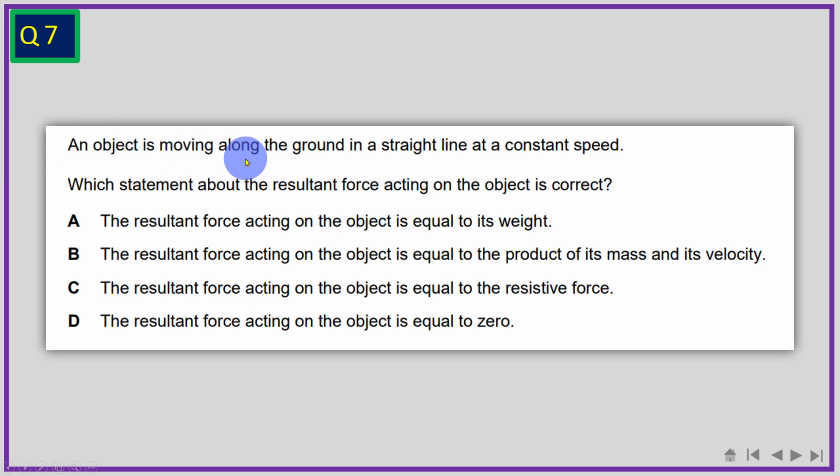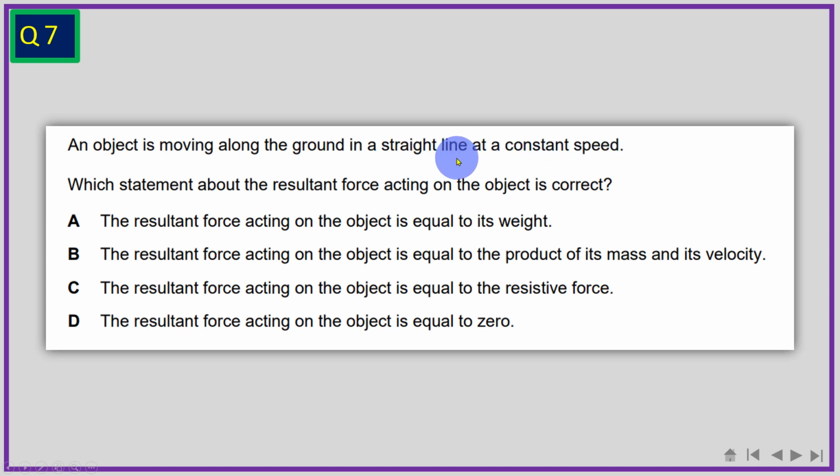An object is moving along the ground in a straight line at a constant speed. That means that the velocity is constant, and therefore the acceleration should be 0. Which statement about the resultant force acting on the object is correct? You see, when the object is moving in a straight line and its speed is constant, it means that its velocity is constant. Its velocity is uniform. That means that the acceleration is zero.